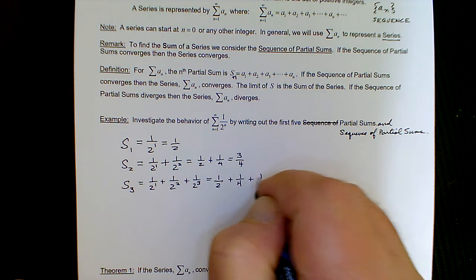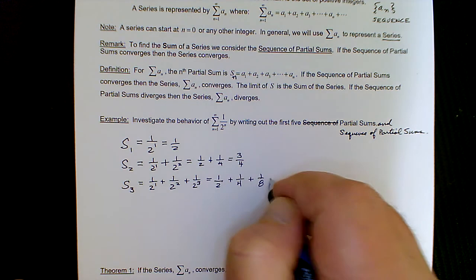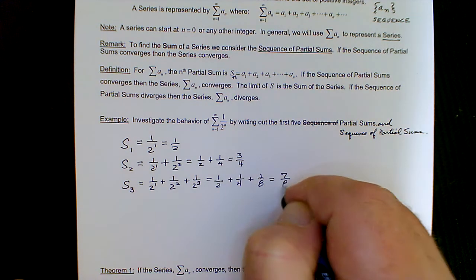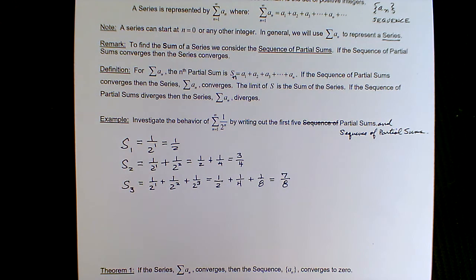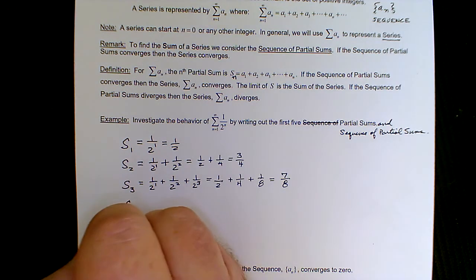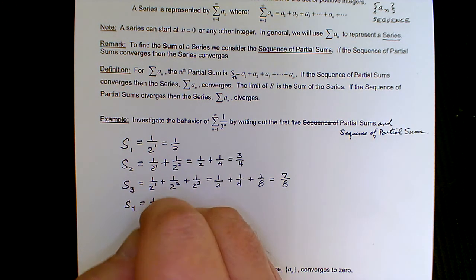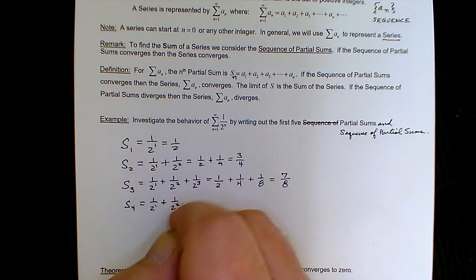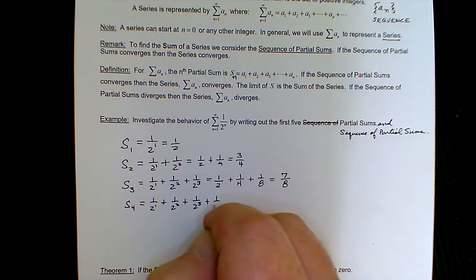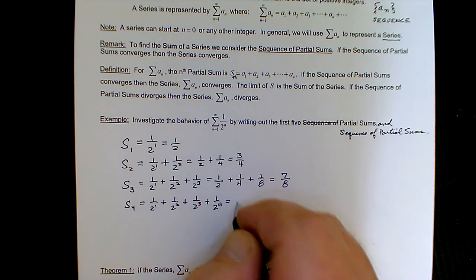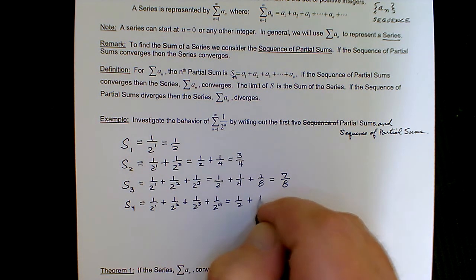Fourth partial sum is the first 4 terms, 1 over 2 to the first plus 1 over 2 squared plus 1 over 2 cubed, plus 1 over 2 to the fourth, so 1/2 plus 1/4 plus 1/8 plus a 16th, which is 15 over 16.